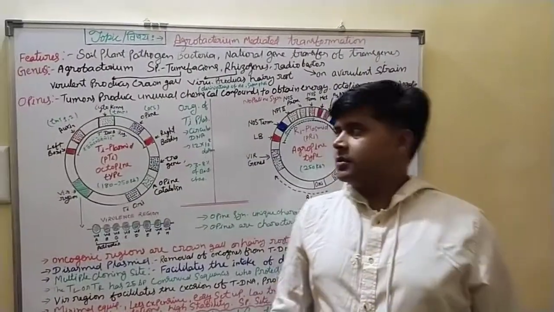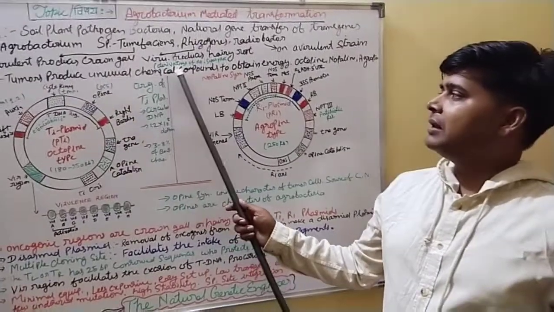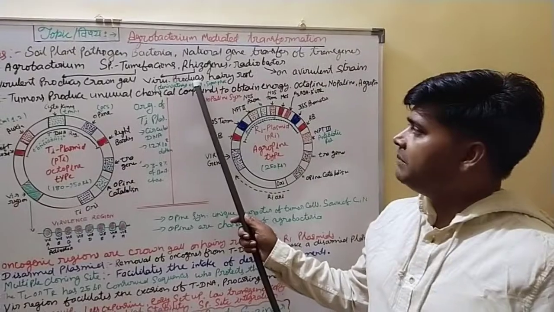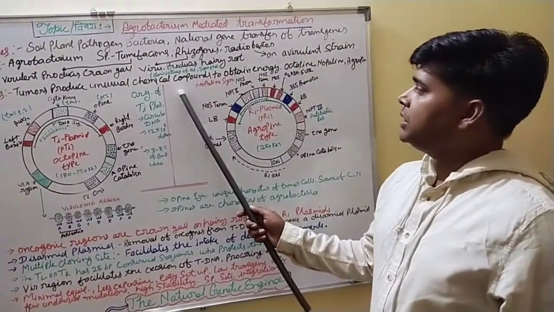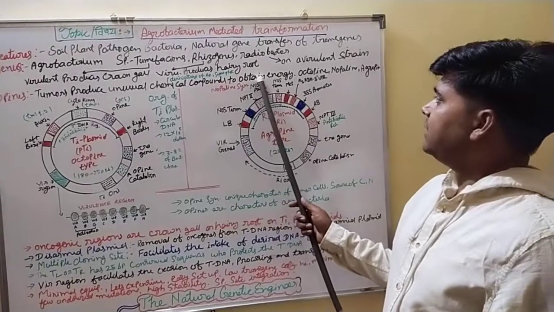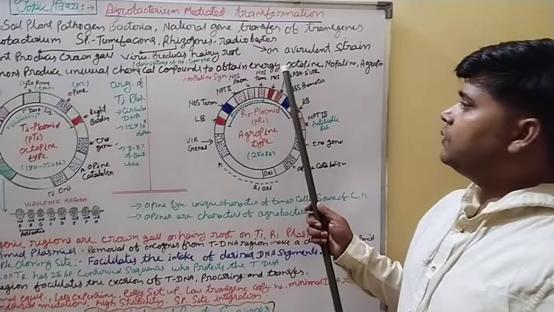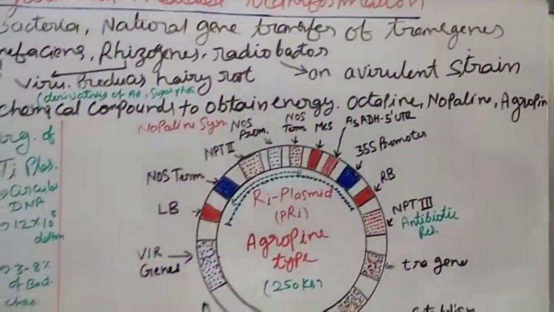What are opines? Opines are unusual chemical compounds produced by the tumors. And what are these chemical compounds? These are the derivatives of amino acids or sugar phosphates. And for what are they used? They are used to obtain energy as a carbon or nitrogen source. Examples of opines are octopine, nopaline, and agropine.